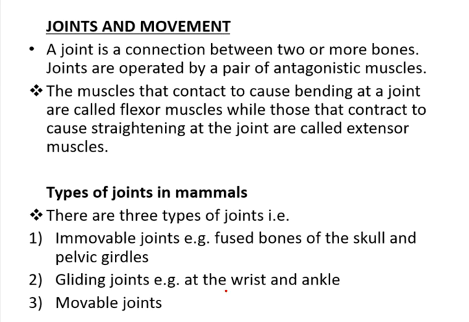Let's look at joints and movement. A joint is a connection between two or more bones, and the joints are operated by a pair of antagonistic muscles. Antagonistic muscles means these muscles work in pairs. When one contracts, the other one relaxes. The muscles that contract to cause bending at a joint are called flexor muscles. But those that contract to cause straightening, we call them extensor muscles.